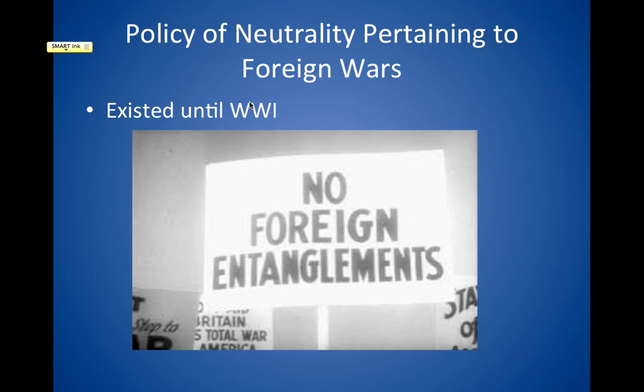The second precedent set by George Washington was the policy of neutrality pertaining to foreign wars. Realizing the debt we were in, he decided to avoid foreign entanglements, specifically, as we discussed in class, with France, and remaining neutral. He gave a declaration of neutrality in 1793. And this lasted until the beginning of World War I, so about 121 years. World War I begins in 1914. We remained neutral and uninvolved with any foreign conflict from 1793 through 1914. So that policy of neutrality was another precedent set by George Washington.